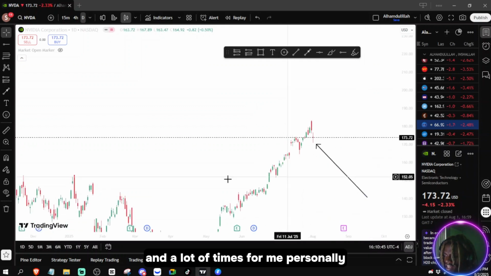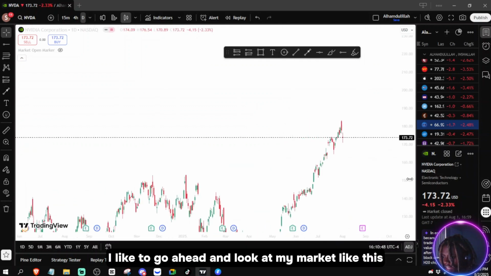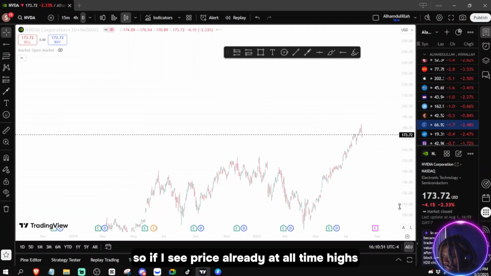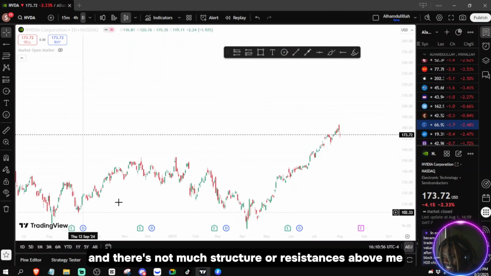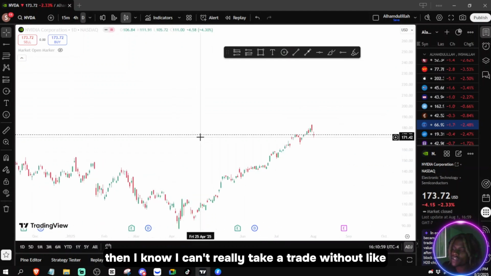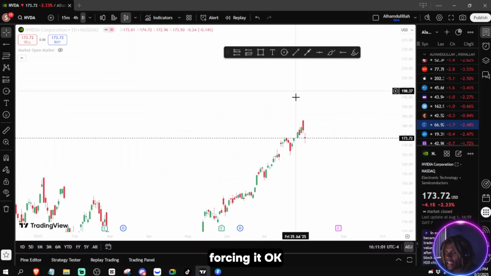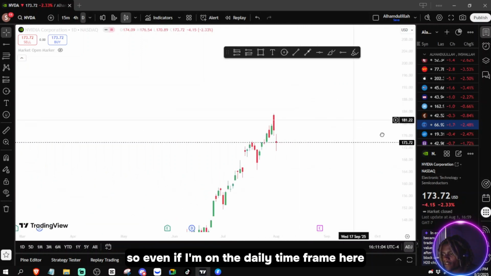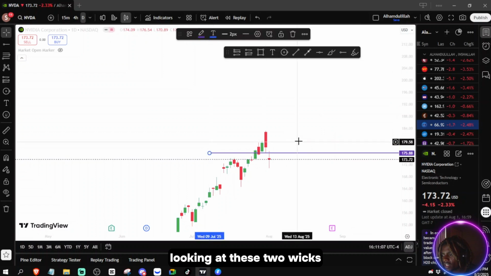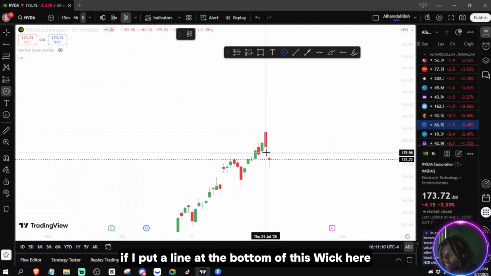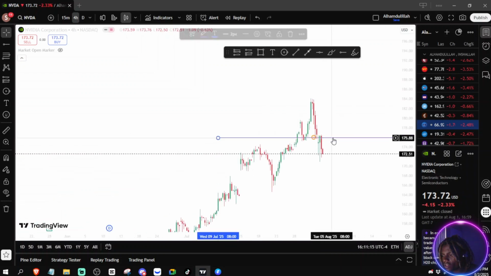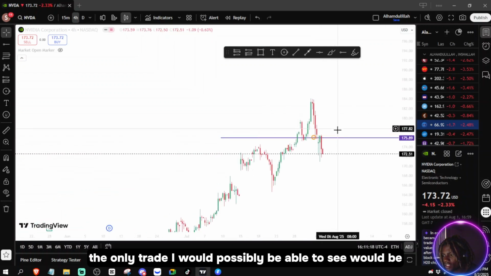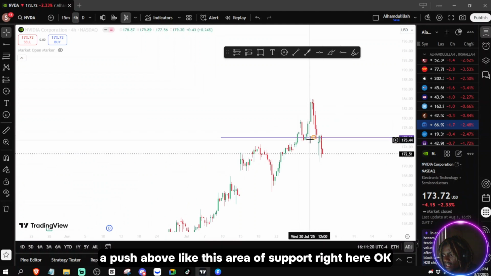Okay. And a lot of the times for me personally, I like to go ahead and look at my market like this. So if I see price already at all-time highs and there's not much structure or resistances above me, then I know I can't really take a trade without like forcing it. Okay. So even if I'm on the daily time frame here, looking at these 2 wicks, if I put a line at the bottom of this wick here and then go to my 4-hour, okay, the only trade I would possibly be able to see would be a push above like this area of support right here.